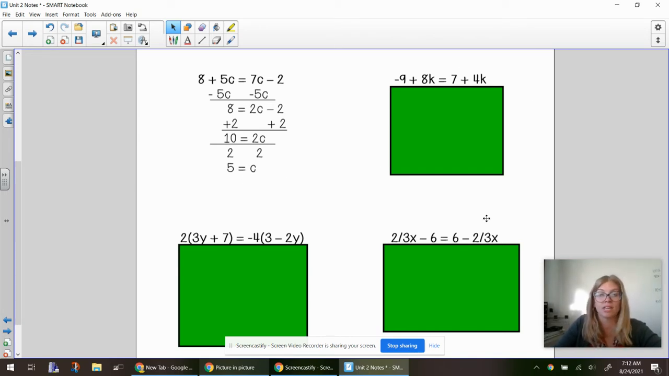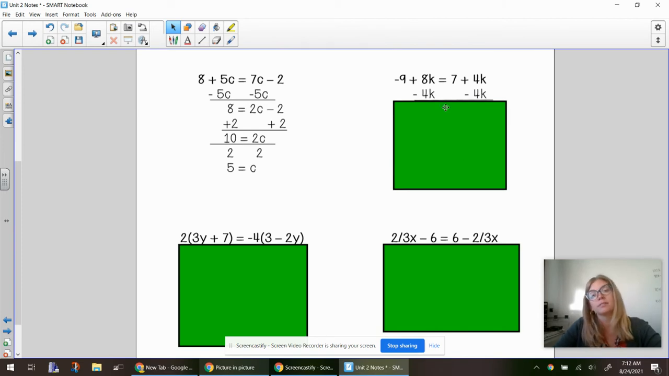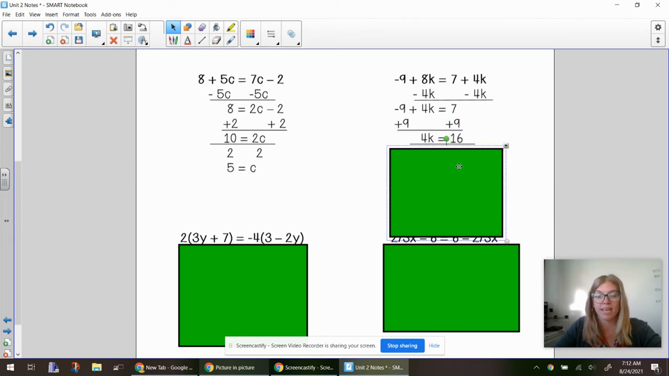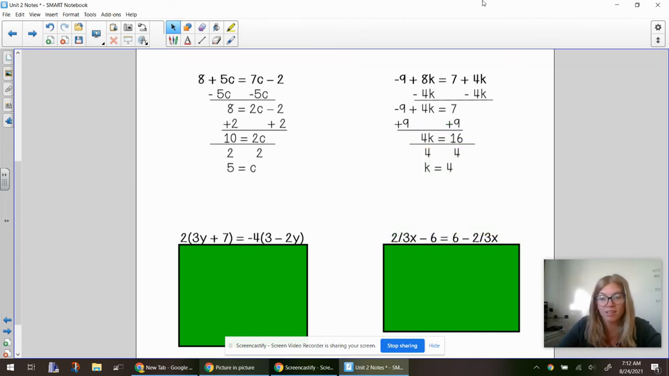Let's do the same thing over in our next example. Negative 9 plus 8k equals 7 plus 4k. I can choose to either subtract 8k from both sides of the equal sign or 4k from both sides of the equal sign. I'm going to subtract 4k because it's going to result in a positive number. So I subtracted 4k from both sides of my equal sign, and I have negative 9 plus 4k equals 7. Now I'm going to add 9 to both sides of the equal sign. 4k equals 16, and I'll divide by 4. k equals 4.